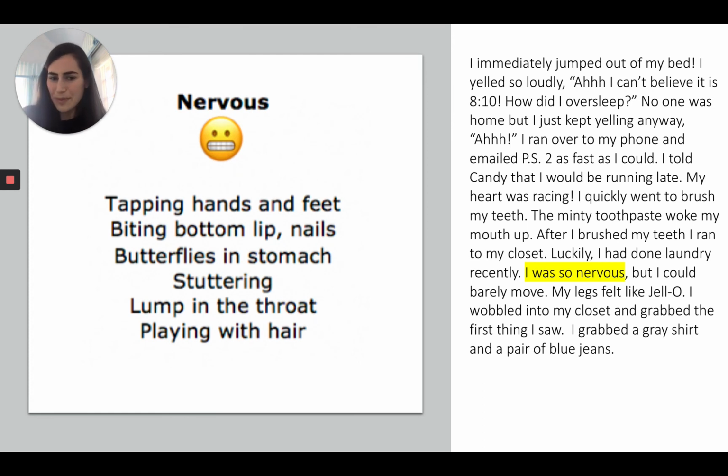See how that sounds better? I felt like I had a lump in my throat and I could barely move. Or I was biting my bottom lip and biting my nails. I felt like I could barely move. See how those are moves that better writers would do?